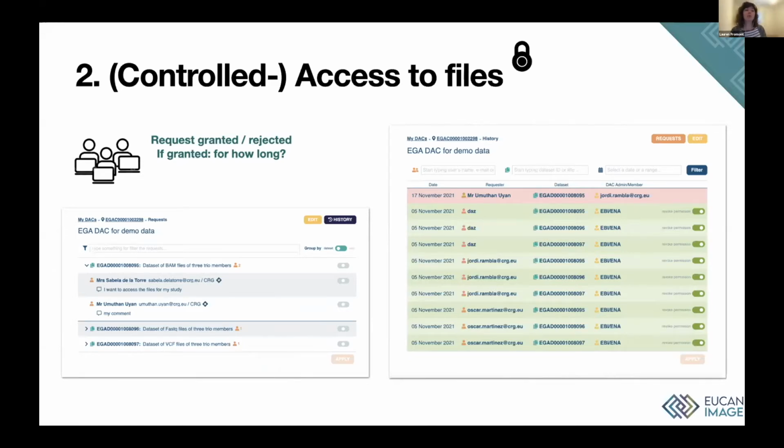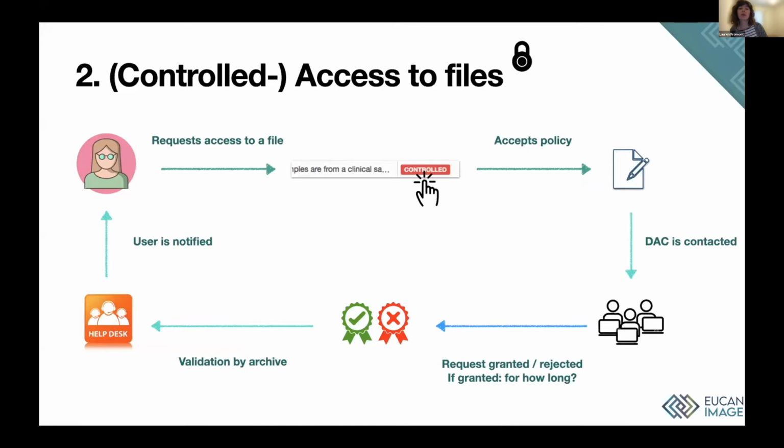One feature that we would like to add, that is not in there yet, is that if you grant a request, we would like to be able to decide for how long. You may want to grant access to a file for a specific amount of time, and we want to make this possible. Once the data controller has done that, it goes back to the repository or the archive, and it needs to be validated. Then it's the role of the help desk to validate this and to notify the user.